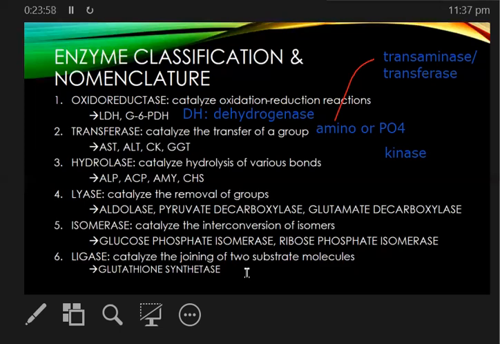Okay, so basically what you are doing if you're going to use ligase in a particular enzymatic reaction would be to synthesize a larger molecule from smaller ones. Right, so you look for the term synthetase, meaning synthesis of a larger molecule.